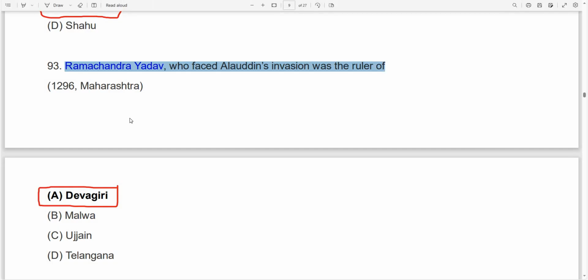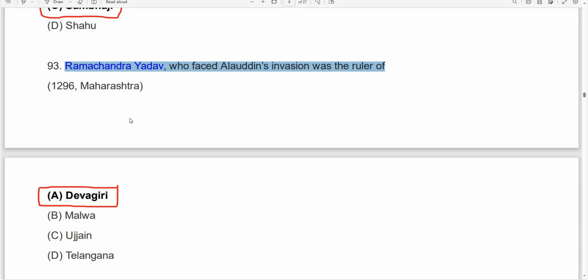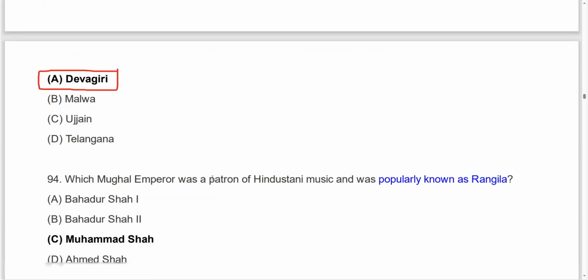So that was a little too much of a mouthful. We have learnt a lot about Raja Ramachandra Yadava. So he was the king of Devagiri. Basically Raja Ramachandra, who faced Alauddin's invasion, was ruler of Devagiri. Yes, moving on to the next question.